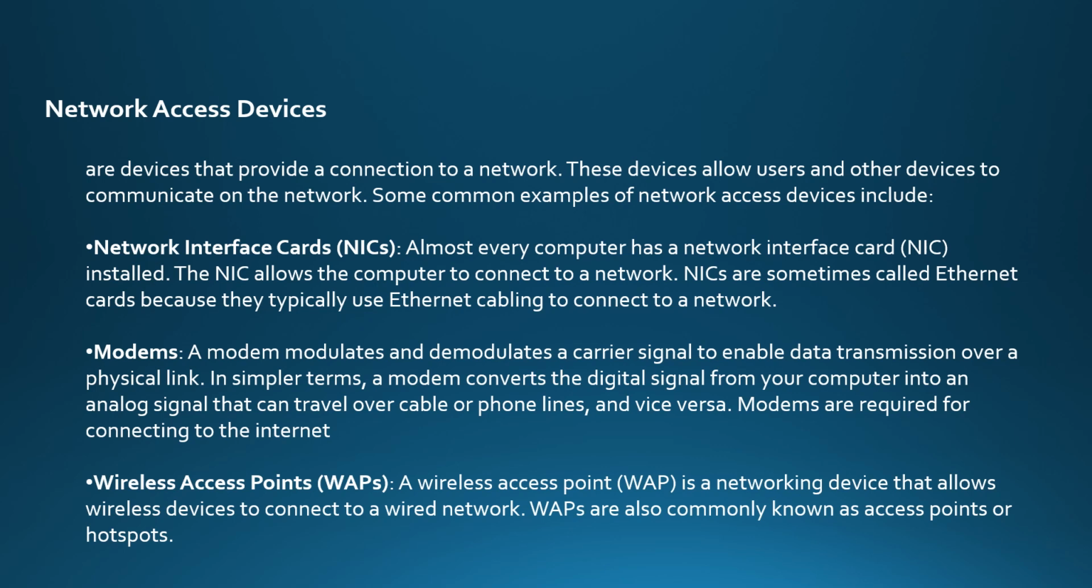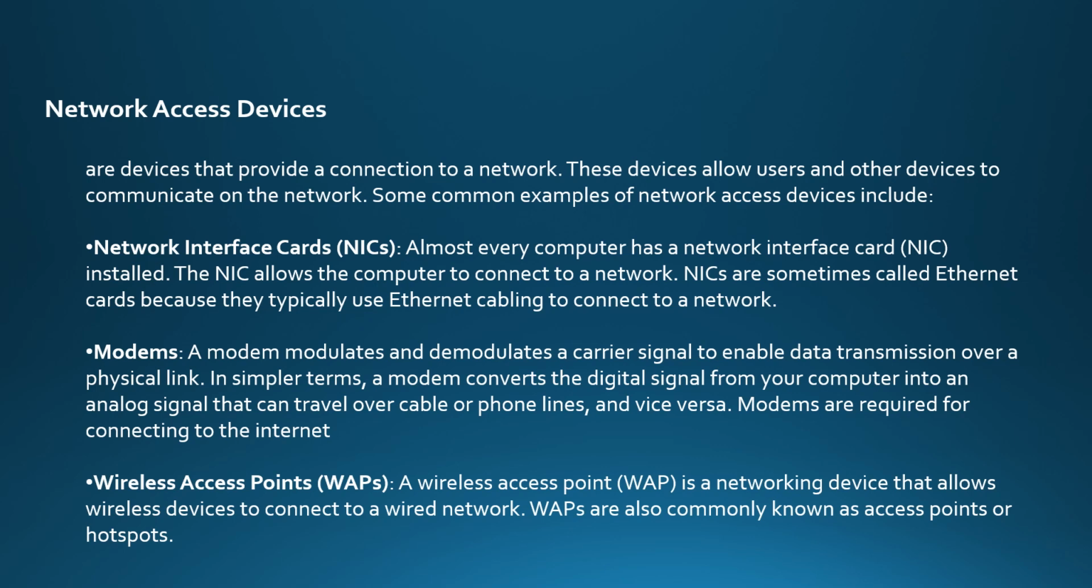The first one is NIC, that is Network Interface Card. A NIC is a card that allows a computer to connect to a network. It has a unique identifier address called the MAC address. The next device is modems. A modem converts digital data from a computer into a format that can travel through physical media such as coaxial cables, phone lines, and many more things which we learned in the last slides.